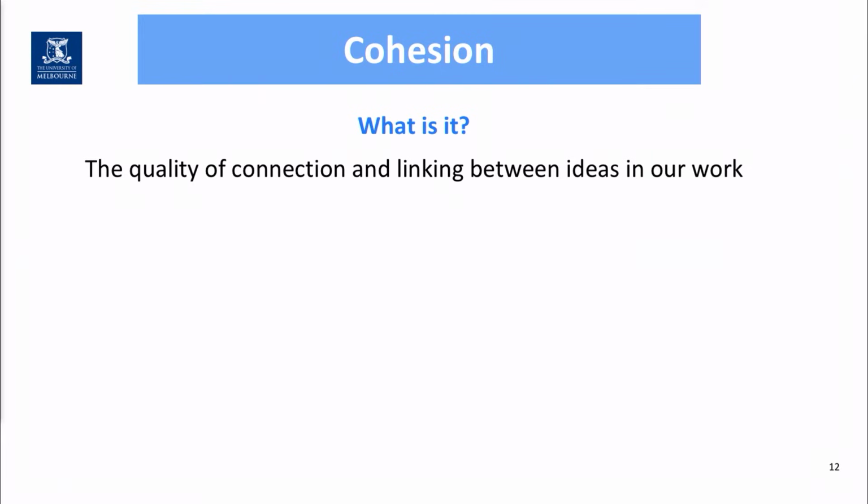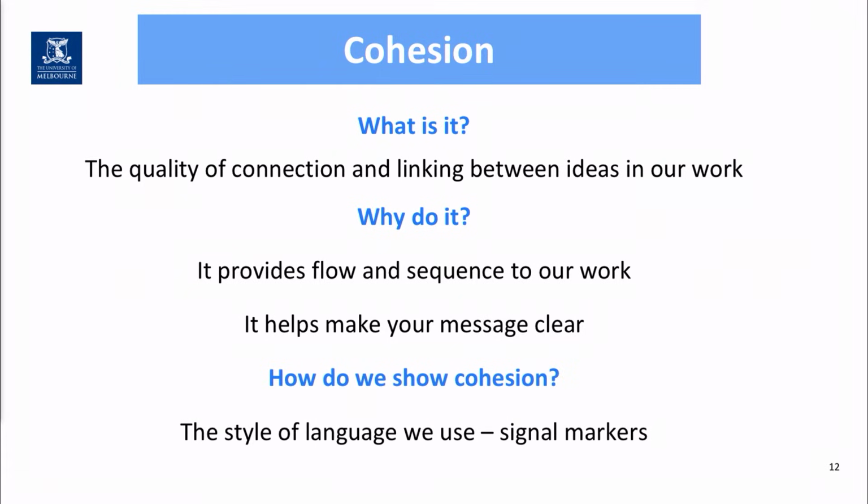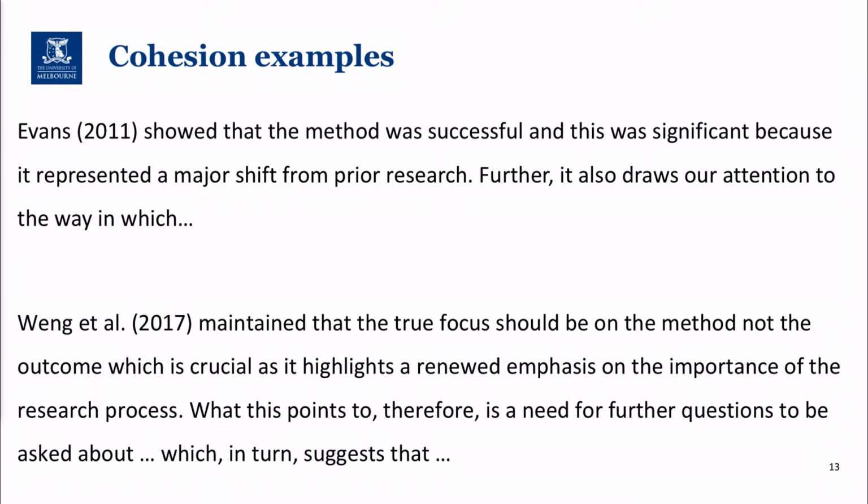Finally, cohesion. What is it? It's the quality of connection and linking between our ideas in our work. It provides flow and sequence in our writing. It helps make the message clear, very crucial. How do we show cohesion? Well, it's the style of language we use, the signal markers. Let's look at some examples.